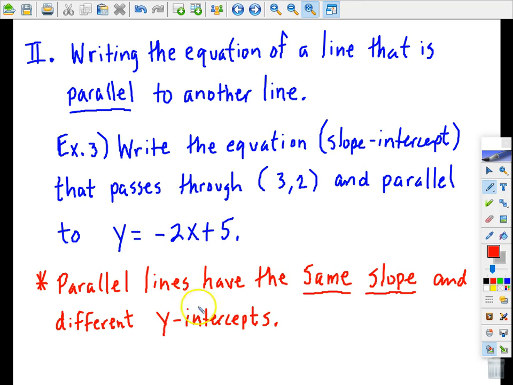I just wanted to remind you that parallel lines, if they truly are parallel, have the same slope, but they obviously have different y-intercepts. If they had the same slope and the same y-intercept, that would just mean it's the same line. So the thing to keep in mind, which hopefully you already know, but maybe need a reminder, is parallel lines have the same slope.